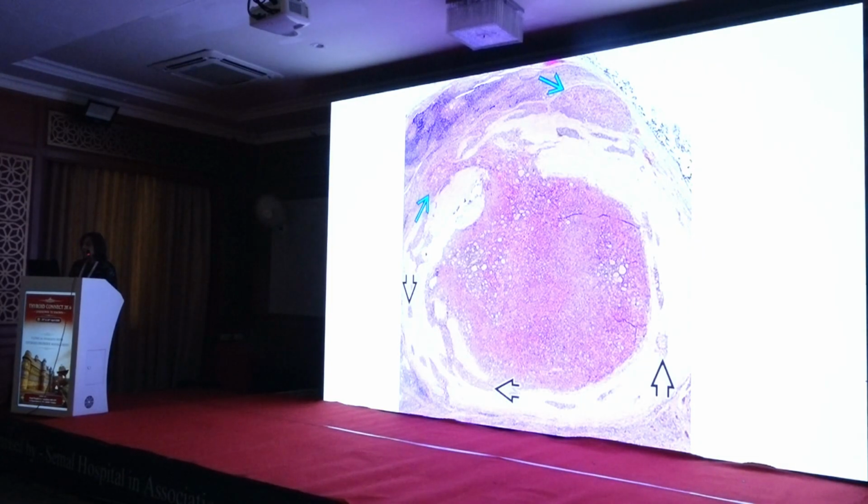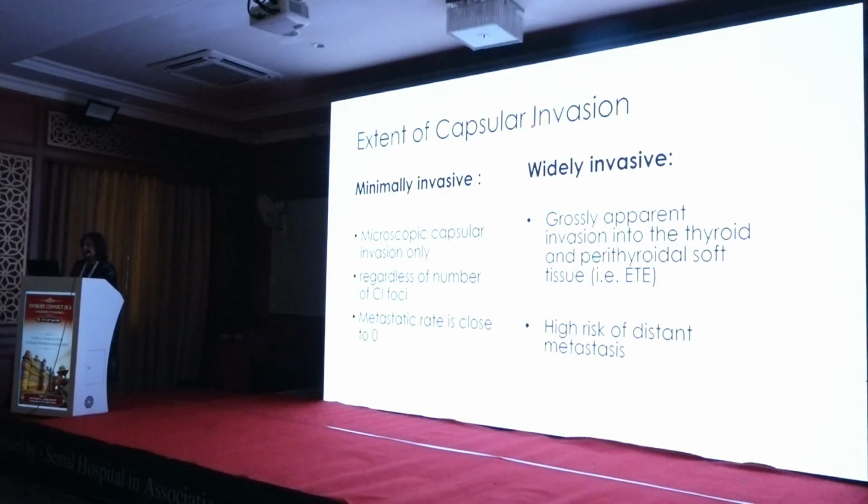Here also you can see tumor mushrooming out and infiltrating into the adjacent thyroid parenchyma. So what the pathologist is supposed to provide you is the information: is the capsular invasion minimal or is it widely invasive? Because widely invasive is a high risk feature in the ATA, and widely invasive will usually be when the tumor is going much beyond its original capsule.